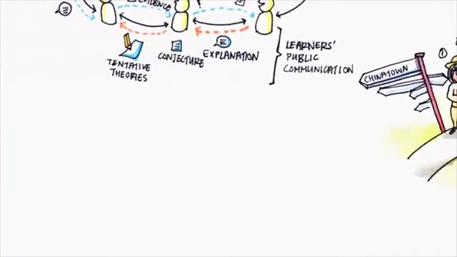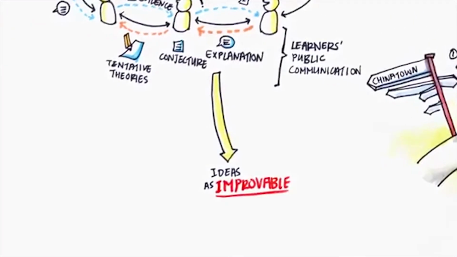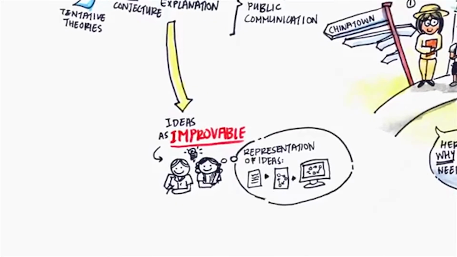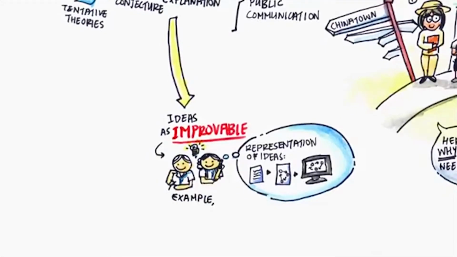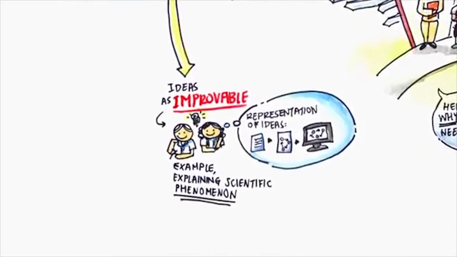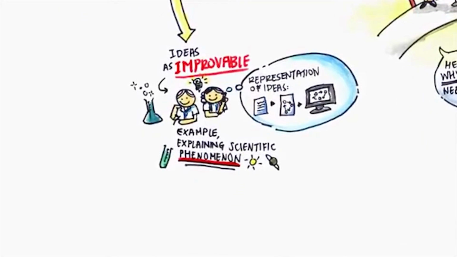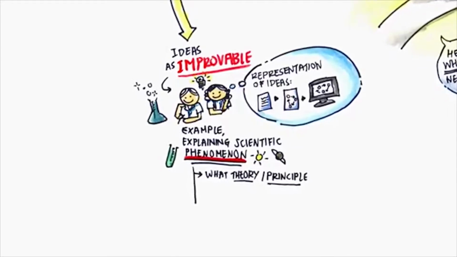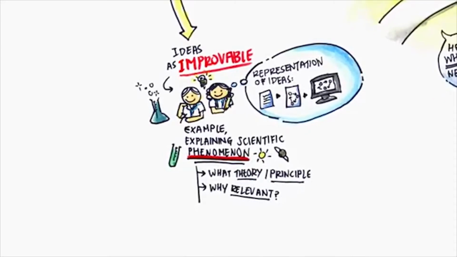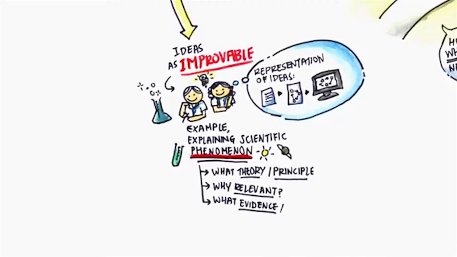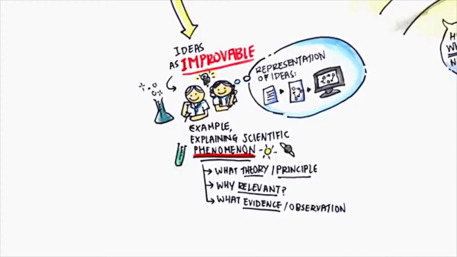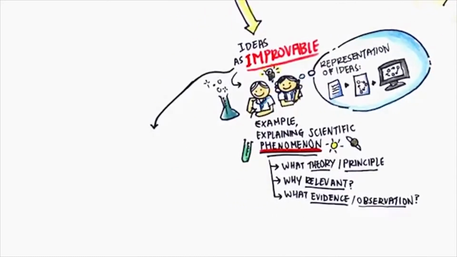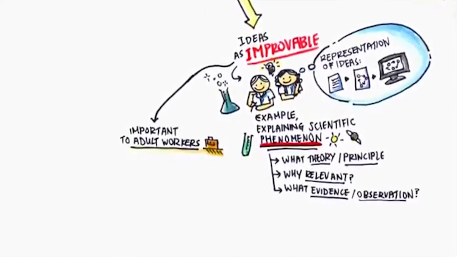It is important to treat ideas as improvable. School children can think about how to improve the representation of an idea. For example, if we want to explain a scientific phenomenon, we can think about what scientific theory or principle we can apply, why this theory or principle is relevant, and what evidence or observations can we use to support our explanation. Idea improvement is also important to adult workers.